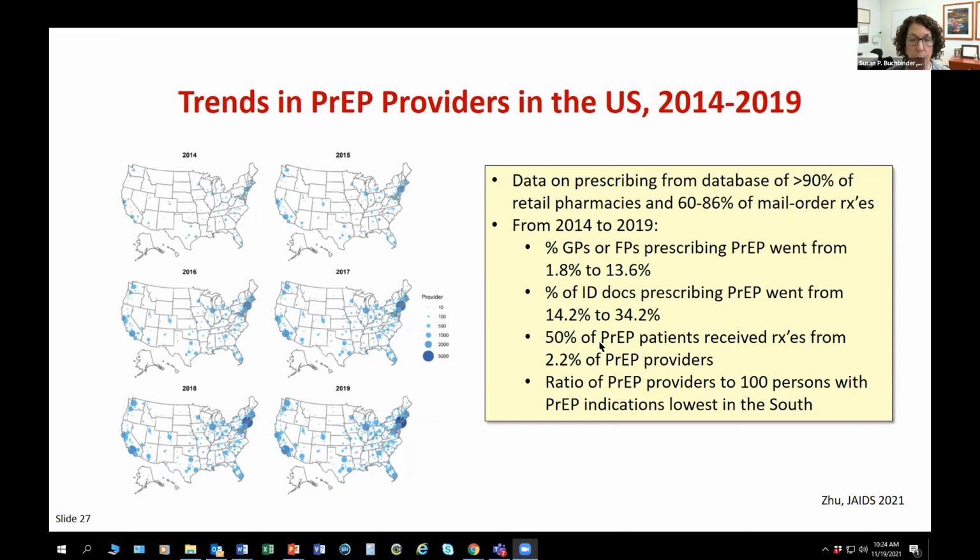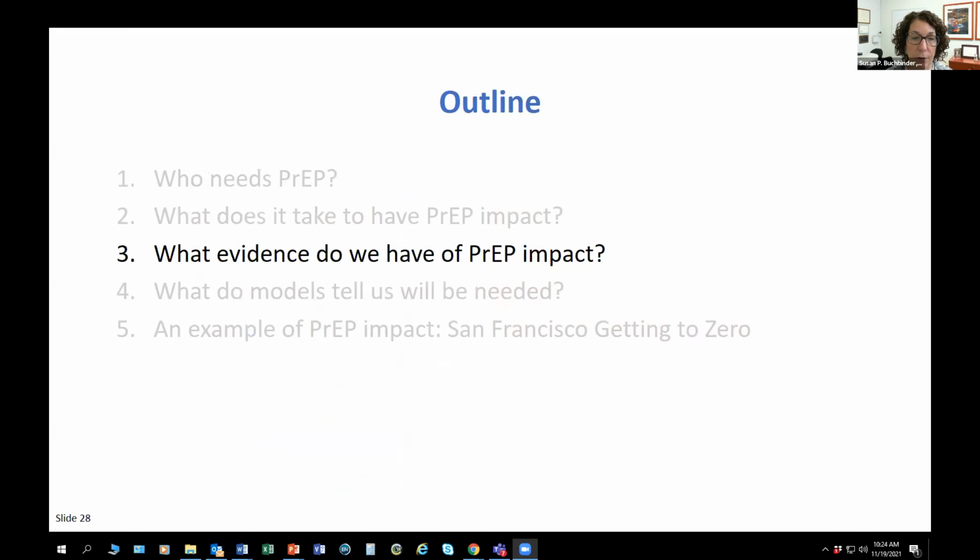But 50% of the PrEP patients received prescriptions from only 2.2% of the PrEP providers. So we've got some mega providers, but the other providers are probably prescribing to a relatively small proportion of people. And the ratio of PrEP providers to 100 persons with PrEP indications is lowest in the South. And as I mentioned, that's where most of the infections are occurring in the United States.